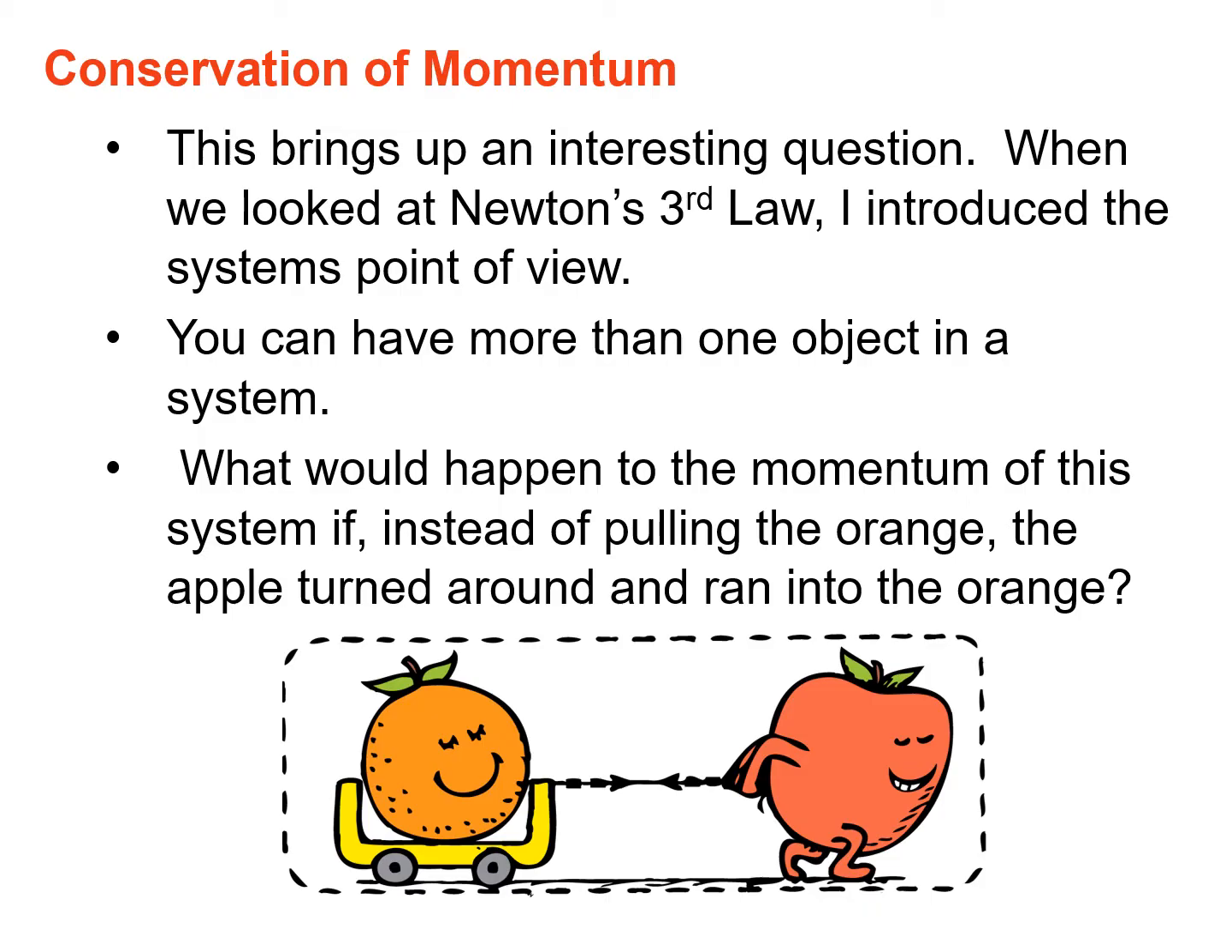Earlier we said if it's in motion, it's got momentum. Now we're saying, well, wait a minute, does it? What we're looking at is not whether or not it has momentum, but is there a change in the momentum due to the motion? So what would happen to the momentum of the system if instead of pulling on the orange, the apple turned around and ran into the orange? What if they collided? That's the sort of question that we want to look at today.